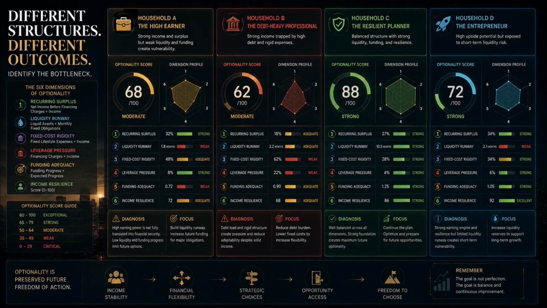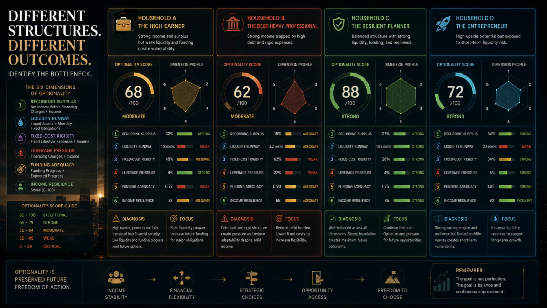Household B we'll call the debt-heavy professional. Strong income, high leverage pressure, high fixed cost rigidity, optionality score 62. The diagnosis here, strong earnings trapped by obligations. The focus, reduce financing costs and improve flexibility.